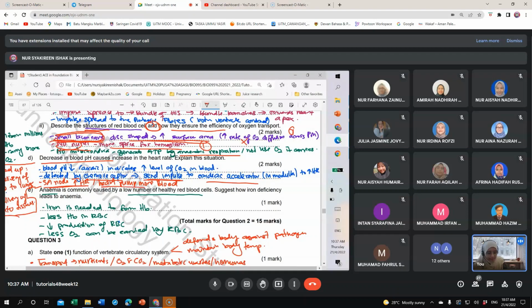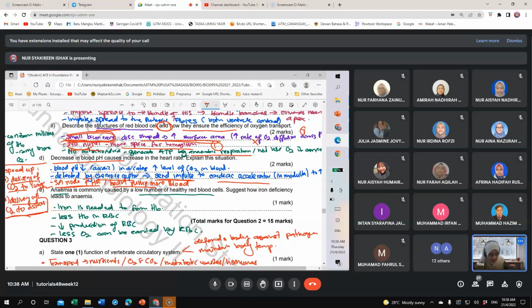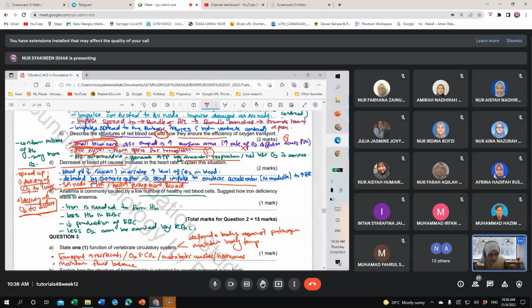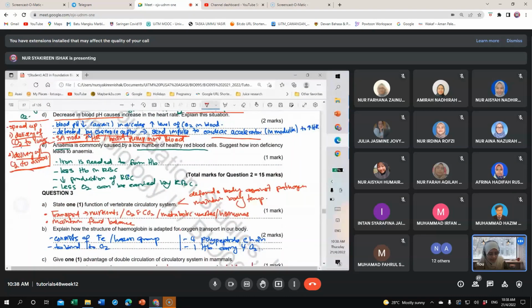So when heart rate increases, it can pump more blood. So when more blood is pumped, this will speed up the delivery of carbon dioxide to the lung to remove the carbon dioxide, and also the delivery of oxygen to the body tissues that are respiring actively, okay. Okay, so if you have question, you can ask. Okay, we try to look at the question together.